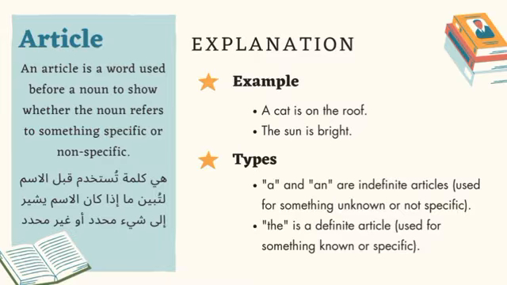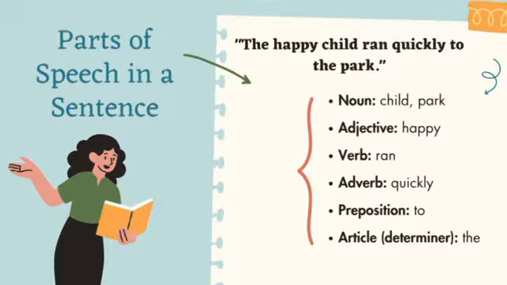An article is a word used before a noun to show whether the noun refers to something specific or non-specific. For example, a cat is on the roof. The sun is bright. In types, a and an are indefinite articles which are used for something unknown or not specific. The word the is a definite article and it is used for something known or specific.